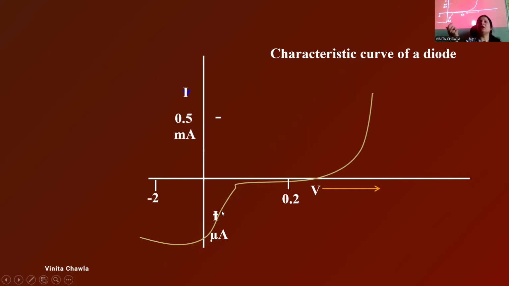Like if you connect a battery in reverse, the direction of its current will change. It's like that. So in a diode we have forward biasing and reverse biasing. Okay, so when we study forward biasing and reverse biasing, then you'll get to know. You'll understand this curve in a better way.